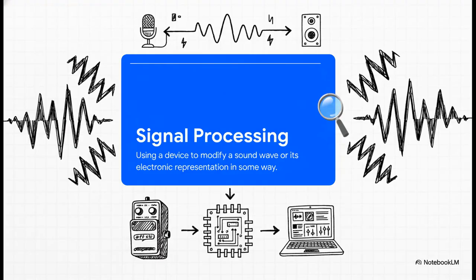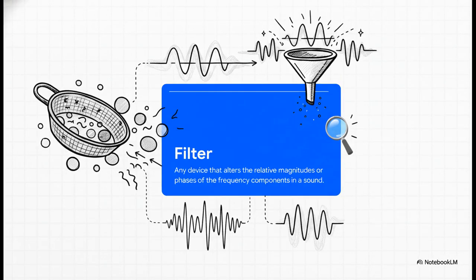So when we talk about all this stuff, what are we really doing? Well, it all falls under this big idea of signal processing. And honestly, it's pretty simple at its core. It just means using some kind of device, it could be a physical object, a computer program, whatever, to change a sound wave. That's it. It's the art and science of intentionally modifying sound. And that brings us to the filter itself.